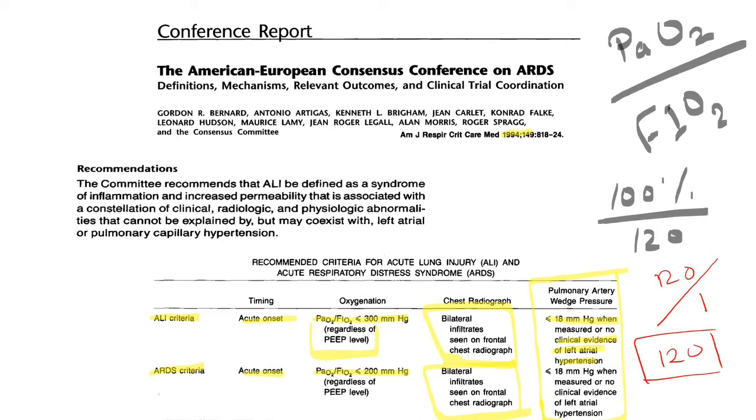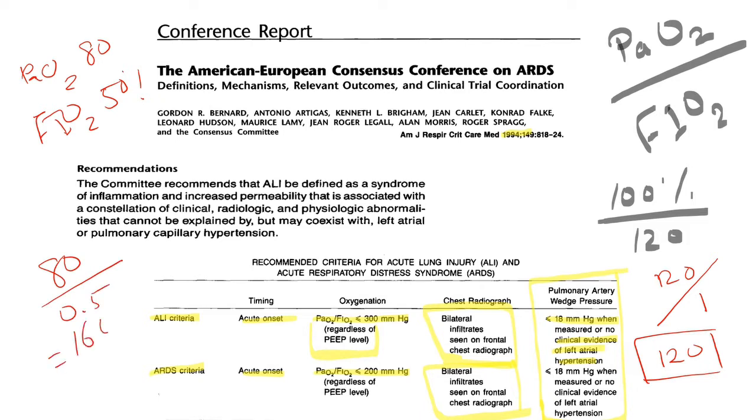In a patient with a PaO2 of 80 on an FiO2 of 50%, it will be 80 divided by 0.5, which equals 160. The PF ratio will be 160.